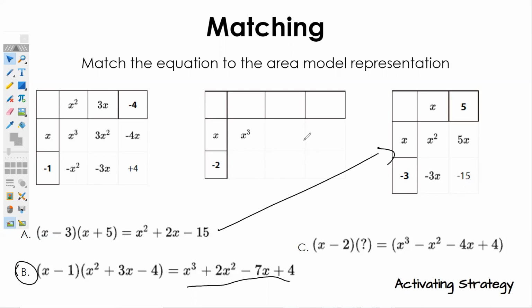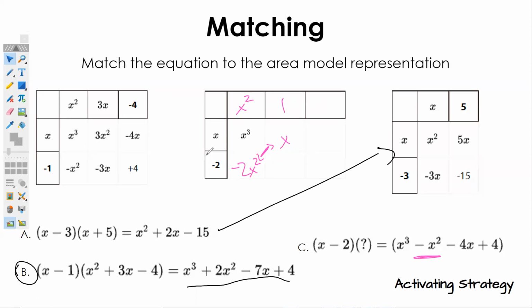Now on this one, we're taking this stuff and we're going to fill in the boxes and we're trying to figure out what this other number would be. So ask yourself, what times x would give me x to the third? And then x squared times negative 2 is going to give me what? Fantastic. These diagonals are going to add together to get me negative 1. So what's negative 2 plus something to get you negative 1? 1x.